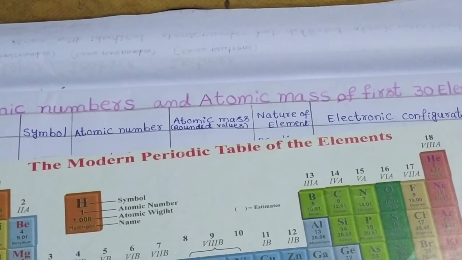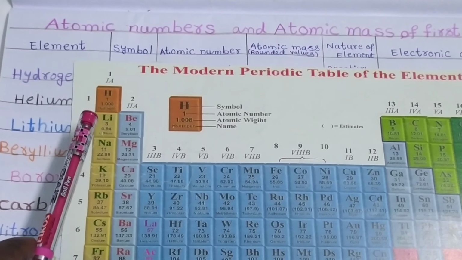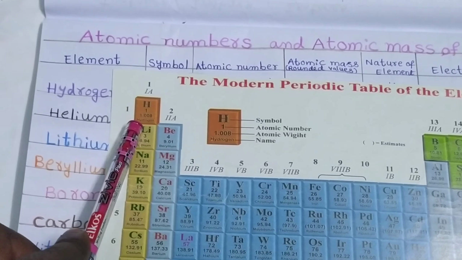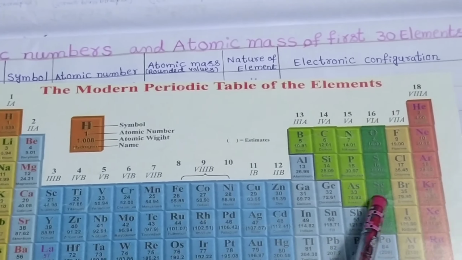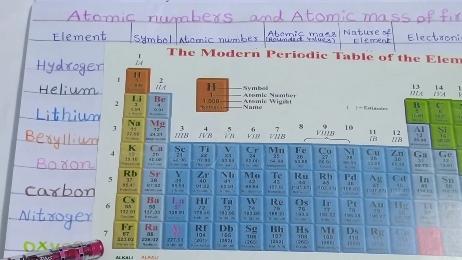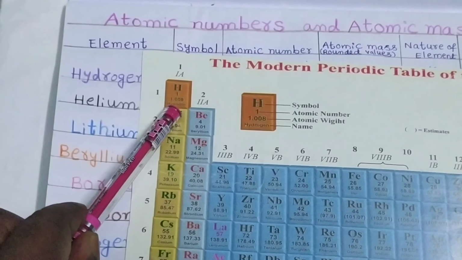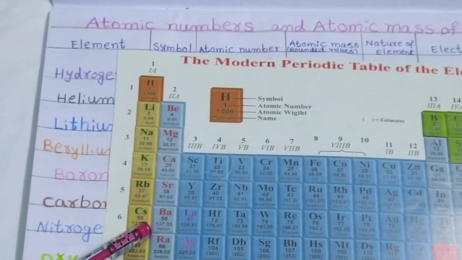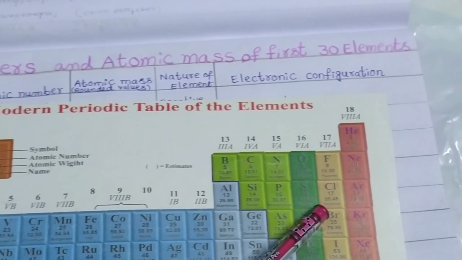Electronic configuration. Before we discuss the electronic configuration, first observe this periodic chart. Hydrogen is the first element, and it is present in the first period and in the first group. What is meant by period? The horizontal rows are named periods and the vertical columns are named groups. The first two groups belong to s block elements. Next, groups 13 to 18 belong to p block elements.